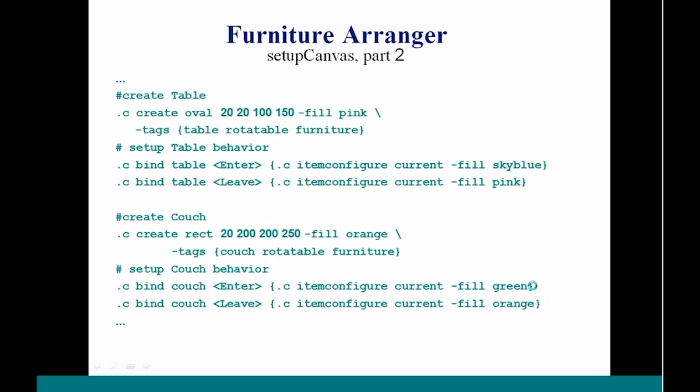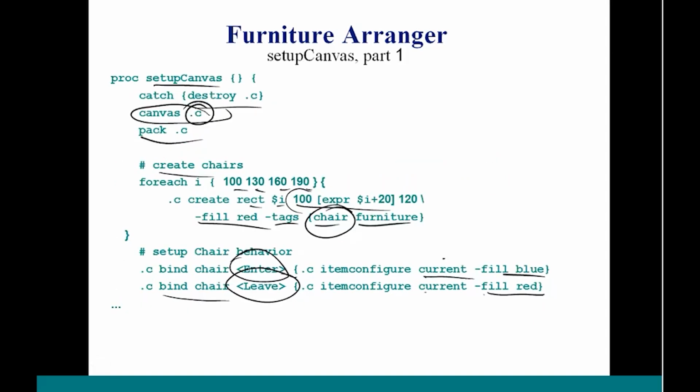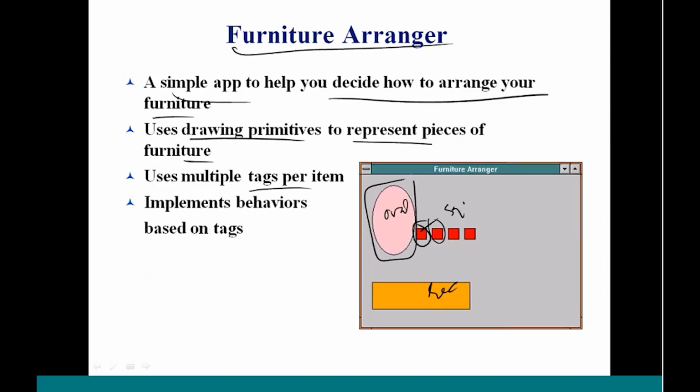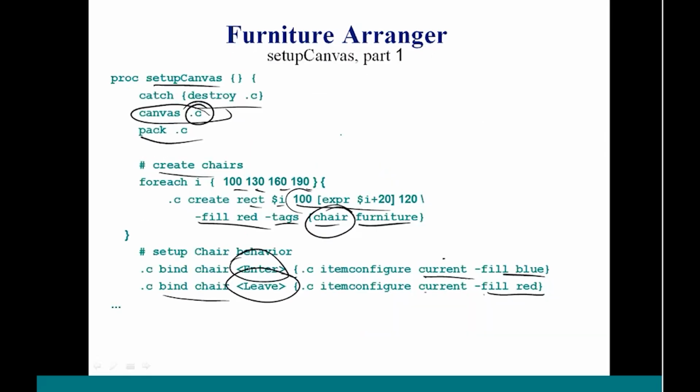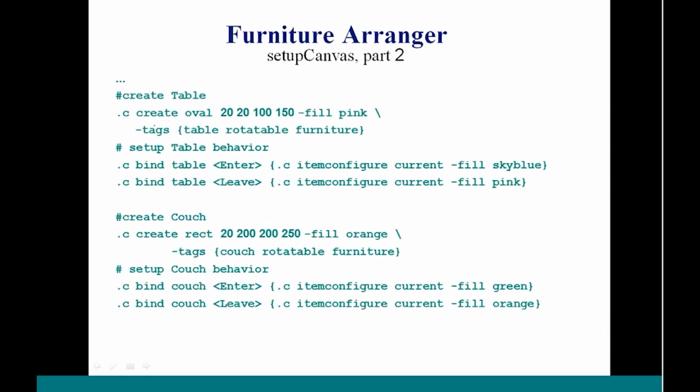Now the second one is we create the table. That's the oval shaped figure here. For creating the table, again we create the oval, fill it with pink, and create some tags for it, which are table, rotatable, and furniture. And then again we create a similar kind of binding, where the table behavior is based on the events. It turns into sky blue and then back to pink.